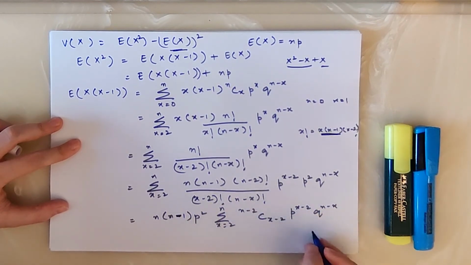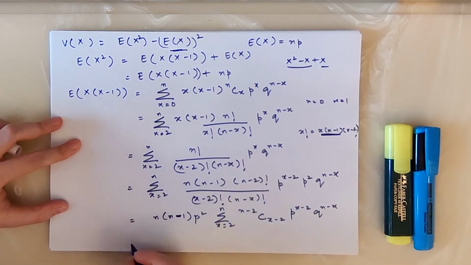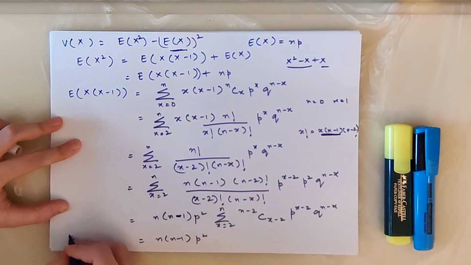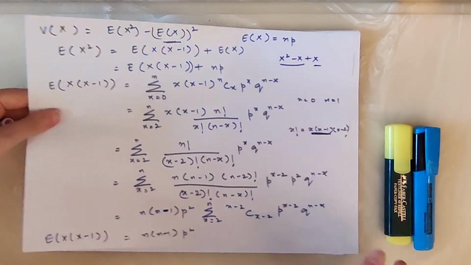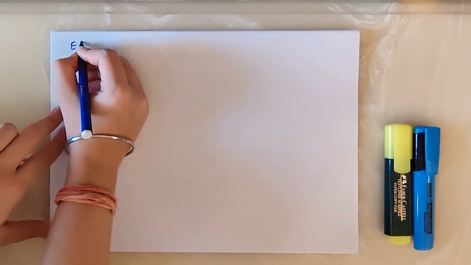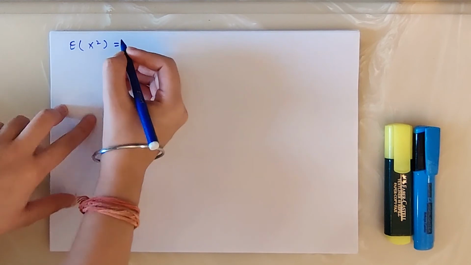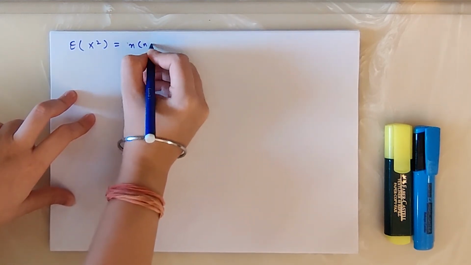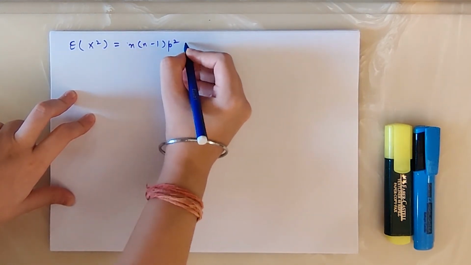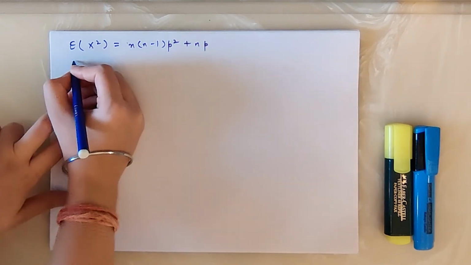Now this is equal to 1 as we discussed in the case of expectation of x. Now this is equal to n into n minus 1 into p square. This is our expectation of x into x minus 1. So our expectation of x square is equal to n into n minus 1 into p square plus np.